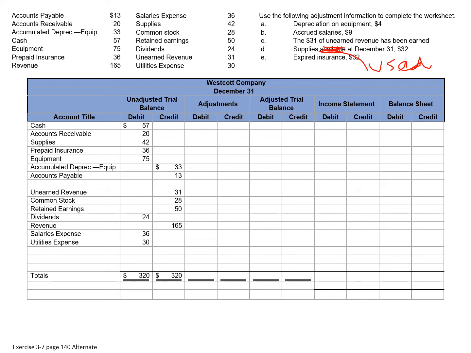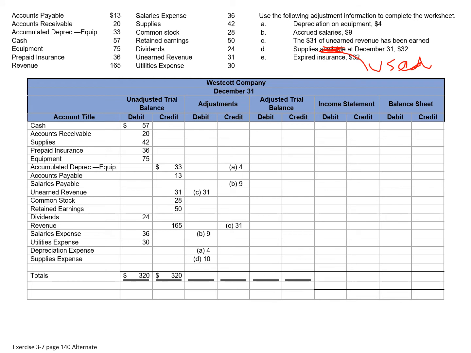All right, so depreciation, our adjustment is debit to depreciation expense of 4 and credit to accumulated depreciation of 4. Accrued salaries is a debit of salary expense of 9 and a credit to salaries payable of 9. $31 of unearned revenue has been earned, so we reduce our unearned revenue with a debit, and we record revenue with a credit, 31.